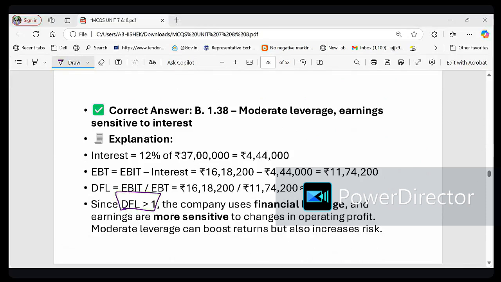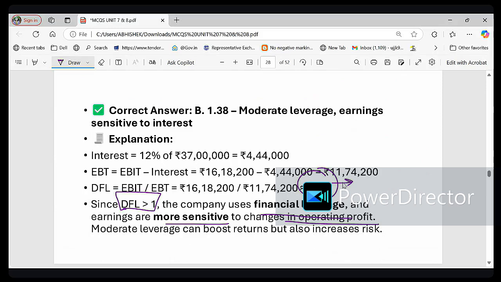So one thing you must note down: if DFL is greater than 1, it means the company is using financial leverage and earnings are more sensitive to the change in operating profit, right? This means the company does have some debt. So 1.38 means the company does have some debt, but it's not too high. The earning before tax is moderately affected by interest cost. So in simple words, the company is using borrowed money, which is helping a bit, but there is some risk involved.